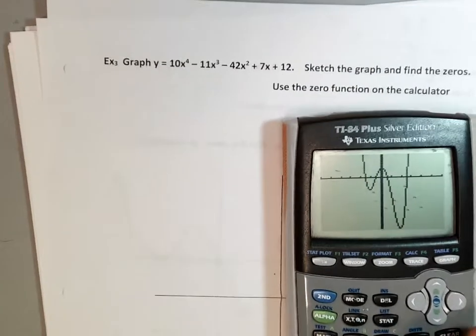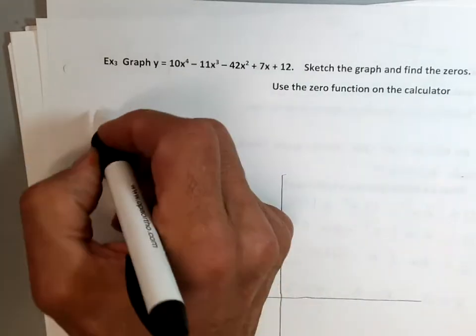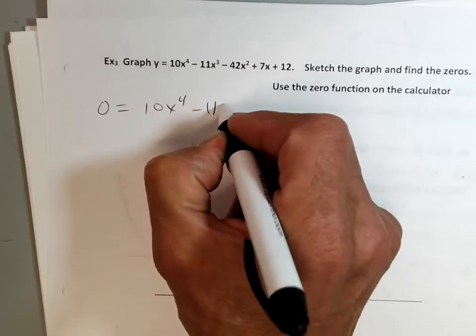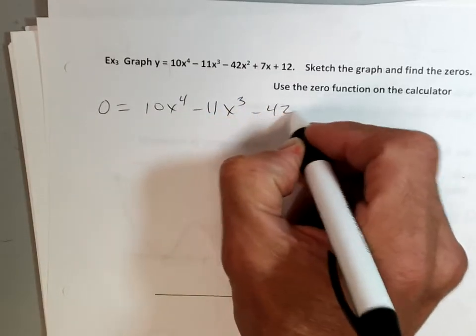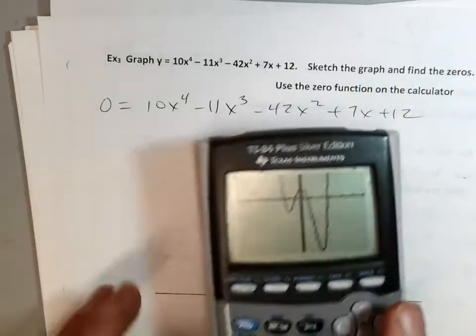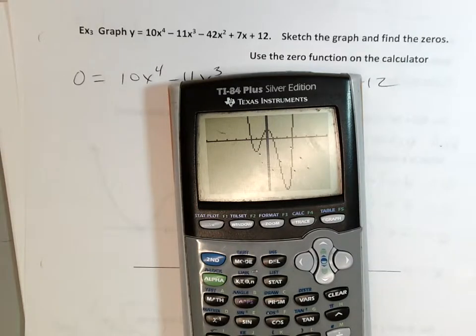So if I need the zeros, I've got 0 equals 10x to the 4th minus 11x cubed minus 42x squared plus 7x plus 12, right? And I know that there's 4 of them, but I can't really tell. For instance, look at this one here. There's 1, 2, 3, so it's in between, so it's not exactly 3. It doesn't even look like 3.5. So we need to grab this one.